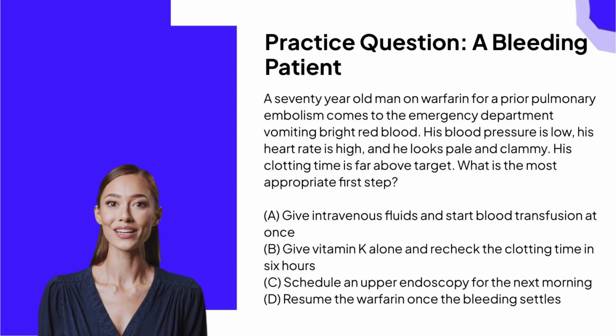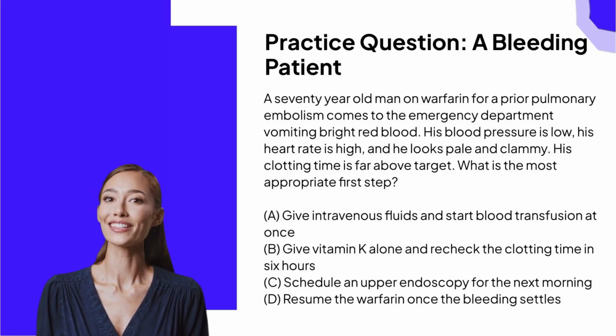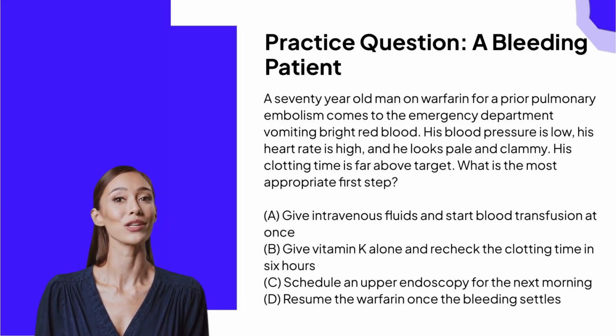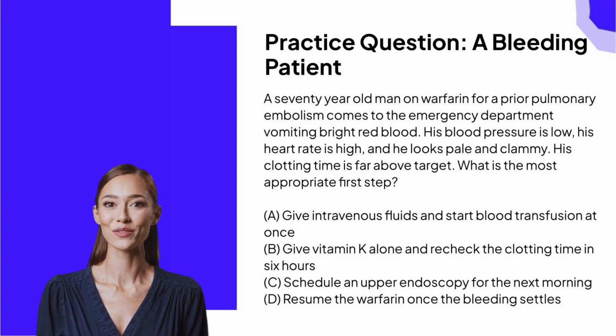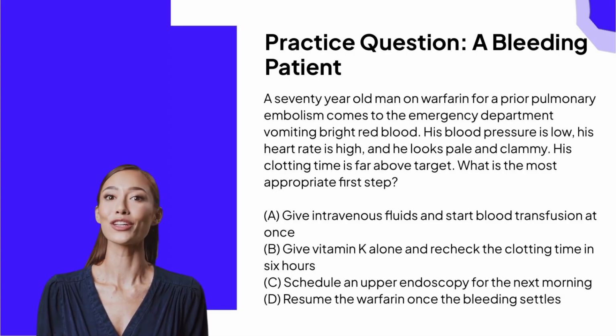Here is our third practice question, and it is about a patient who is bleeding on a blood thinner. A 70-year-old man on warfarin for a prior pulmonary embolism comes to the emergency department vomiting bright red blood. His blood pressure is low at 80/50, his heart rate is high, and he looks pale and clammy. His clotting time is far above the target range. The question asks for the most appropriate first step.